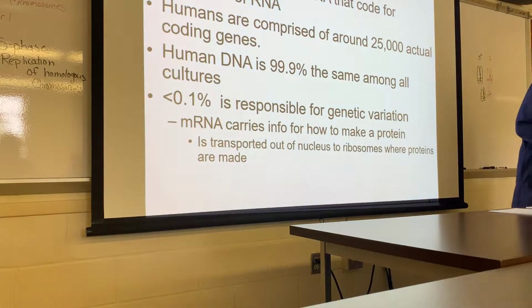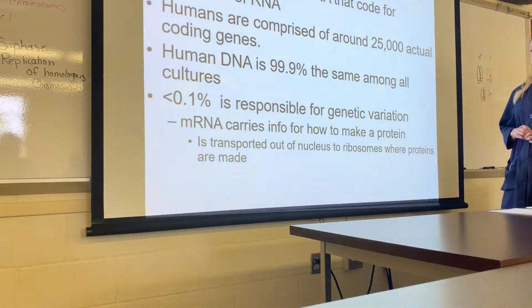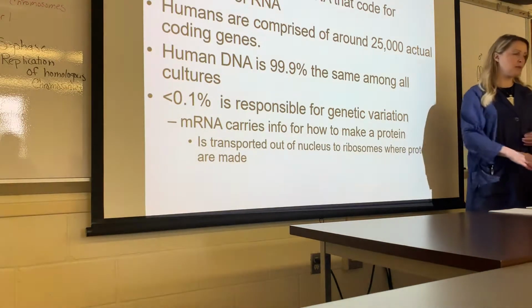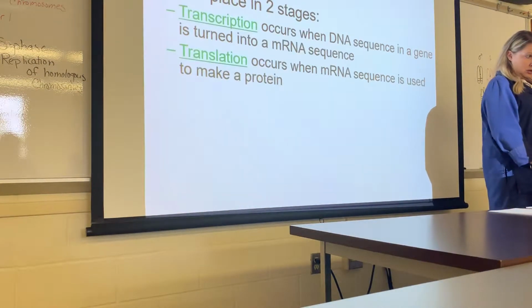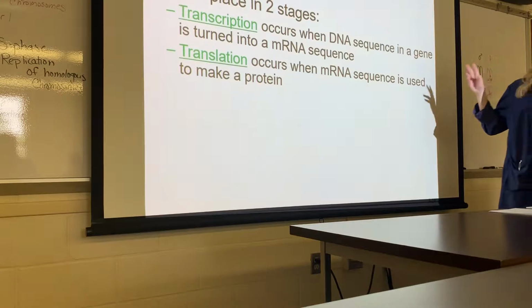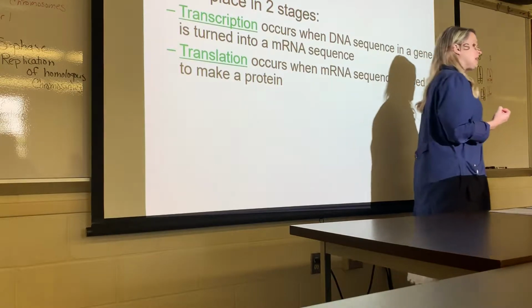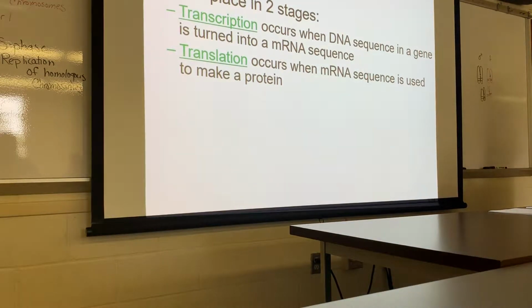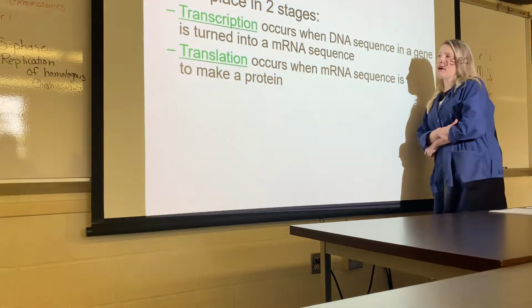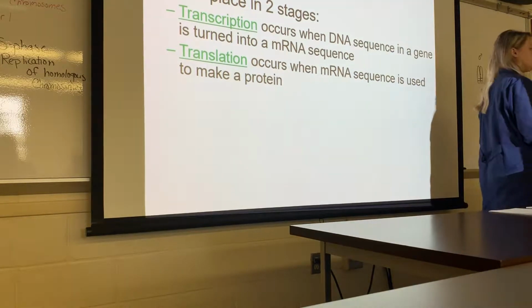So messenger RNA is the first kind of RNA that we're going to produce, and it does carry the information on how to make a protein. So to express a gene, to go from DNA to a protein, there are 2 stages. We have transcription, which is where we take our DNA sequence and turn it into a messenger RNA sequence. And that's going to occur specifically in the nucleus of the cell. The other process is translation, and translation is where we go from messenger RNA to our protein.